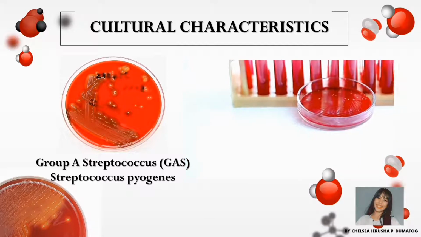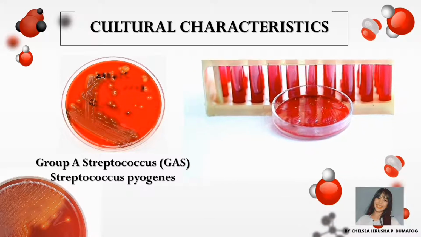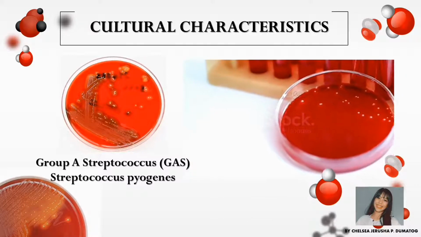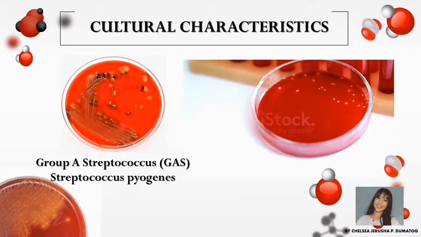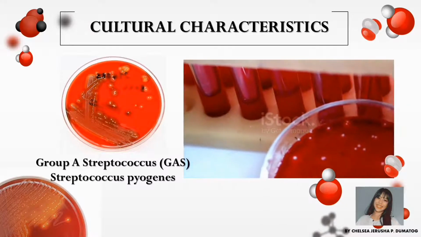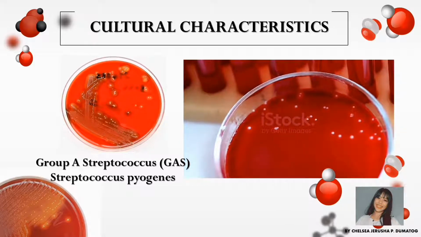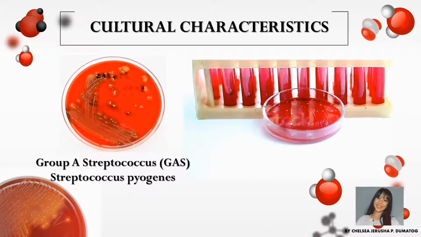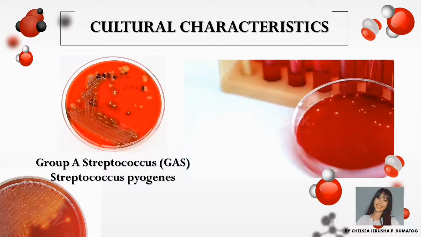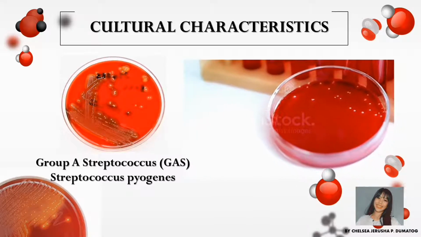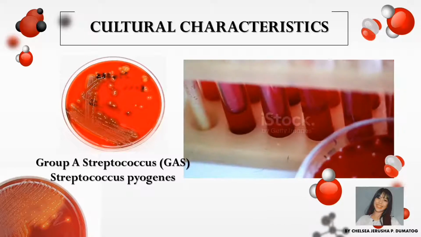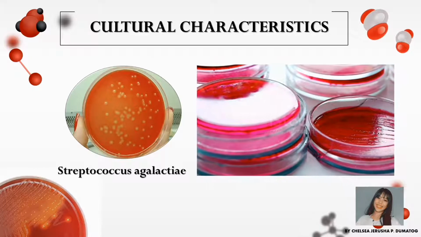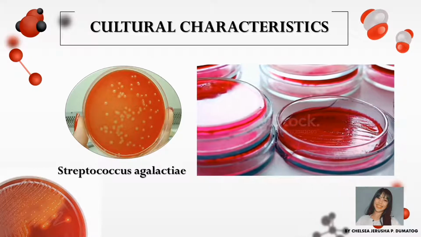After 18 to 24 hours of incubation at 35 to 37 degrees Celsius, growth is typically pinpoint, about 0.5 to 1 millimeter in diameter, translucent, opaque, or clear in appearance, and white to gray in color. The colonies are surrounded by a wide zone of beta-hemolysis. Group A streptococcal colonies may appear either smooth and glossy or round and mucoid, which indicates the presence of M protein.